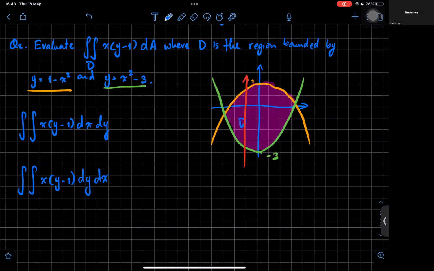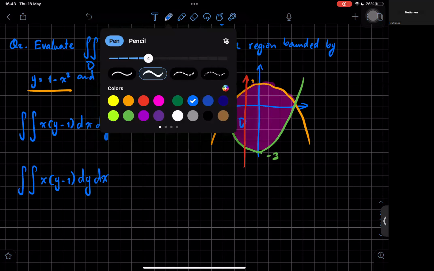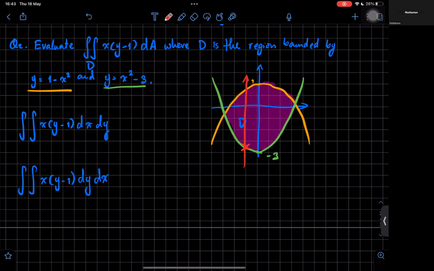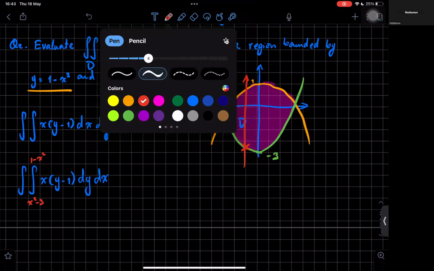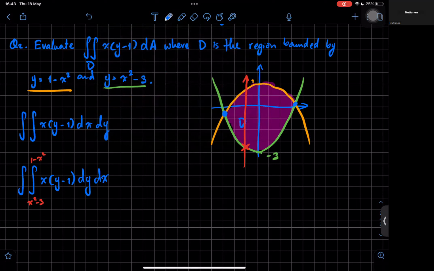If I do it parallel to the y-axis, that is dy dx, right? So you can see that this one is going through y equal to x squared minus 3 first. So it becomes x squared minus 3 to the upper one, which is 1 minus x squared. For the x, you need to know this point. There are two intersection points. You get them by letting these two equations equal to each other, so 1 minus x squared equal to x squared minus 3.